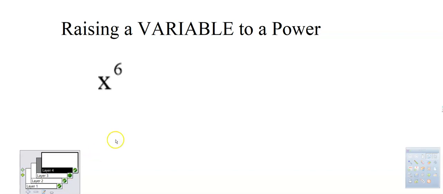Okay, so we're going to start off with the example x to the 6th power. So remember that x is now a base. It's a variable. We don't have a number for x, but it is the base of our problem. And 6 is the exponent. So if we just follow the rules, this is an exponential form. If you remember that math term, you need to know this is exponential form.